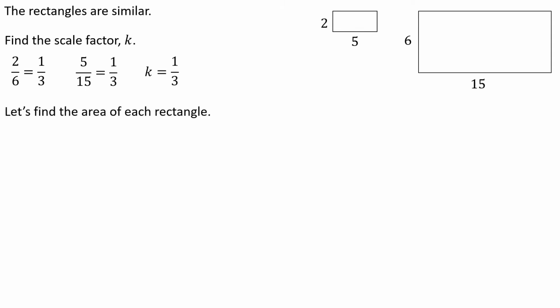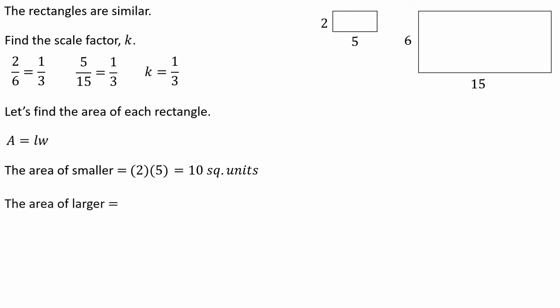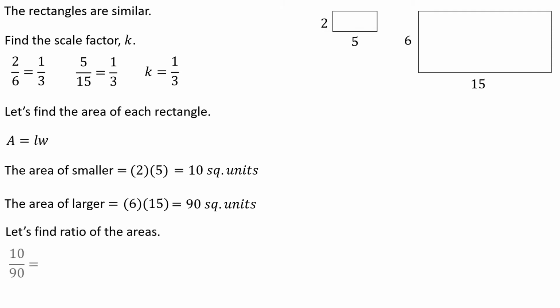So let's find the area. Well, length times width. For the smaller rectangle, 2 times 5 is 10. 10 square units. Larger rectangle, I got to do 6 times 15. That's 90, so 90 square units. Okay, let's find the ratio. 1/9.